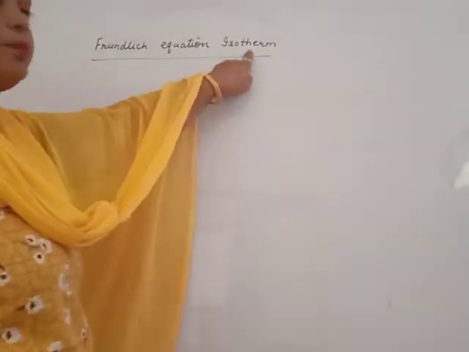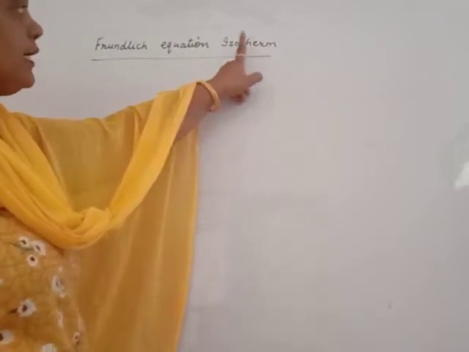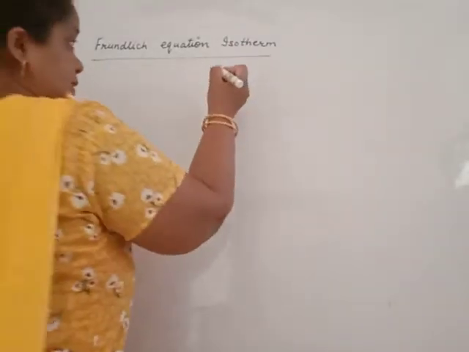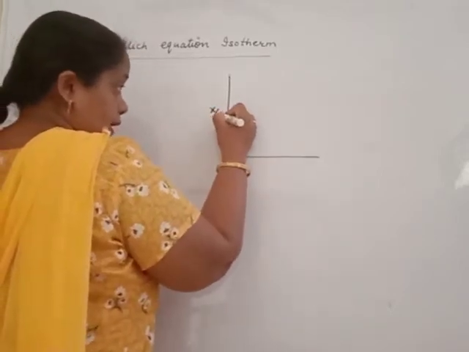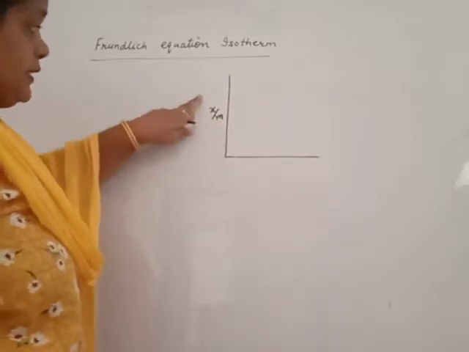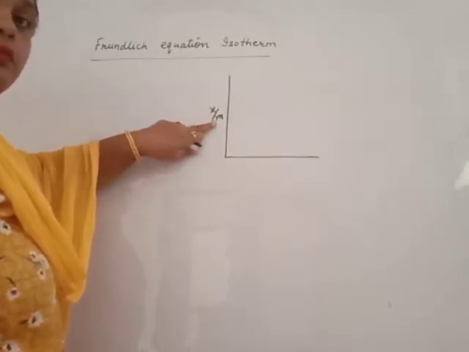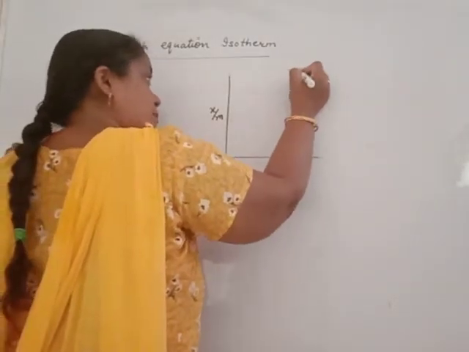Today we will discuss the Freundlich adsorption isotherm from surface chemistry. An isotherm is a graph plotted at constant temperature: therm means temperature, iso means constant or same. When temperature remains the same, we plot a graph between the rate of adsorption of gas on the surface of the adsorbent, that is, the amount of gas adsorbed per gram of adsorbent, versus pressure.